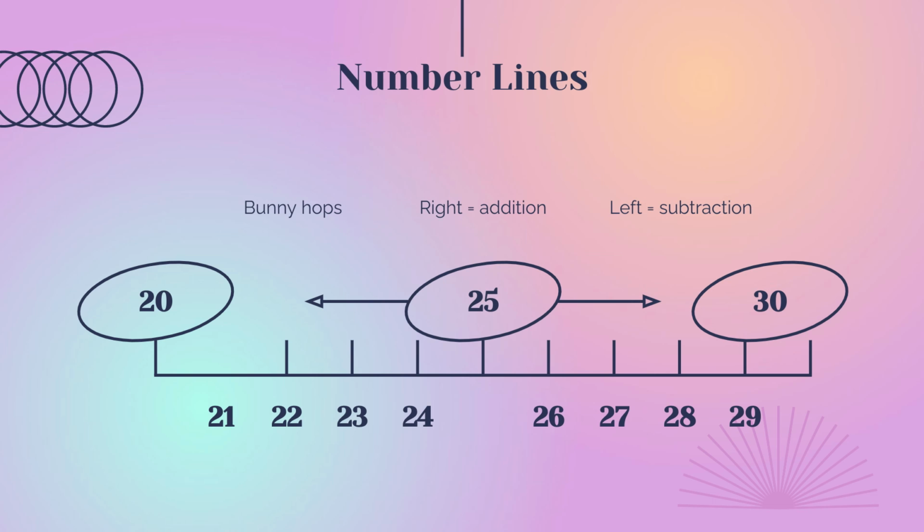And if a student has a really good foundational conceptual understanding of the number line, then that really helps them to mentally visualize where you will end up when you take a certain number of bunny hops to the left or the right of a number.